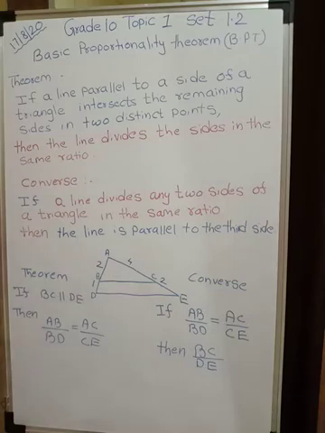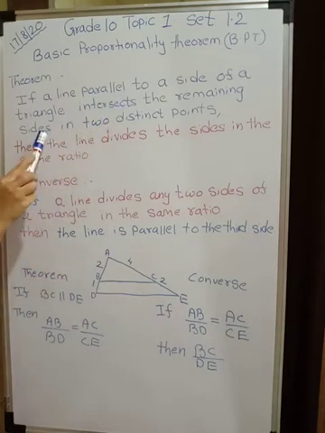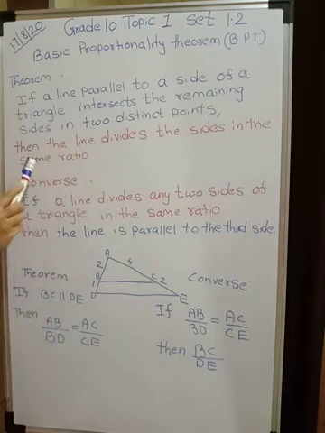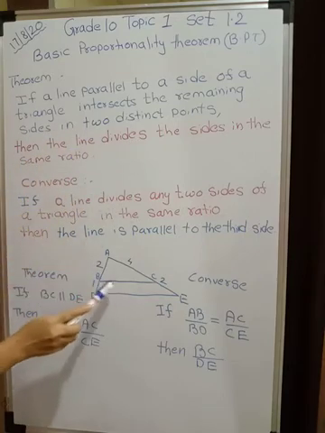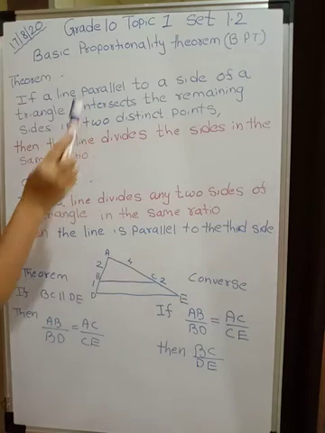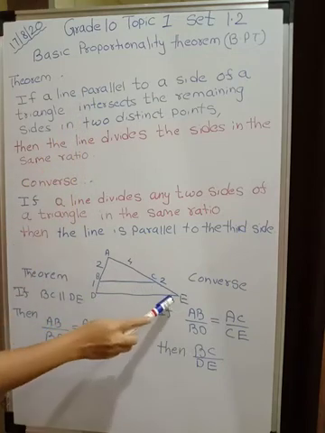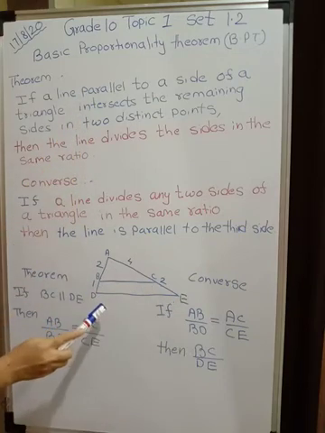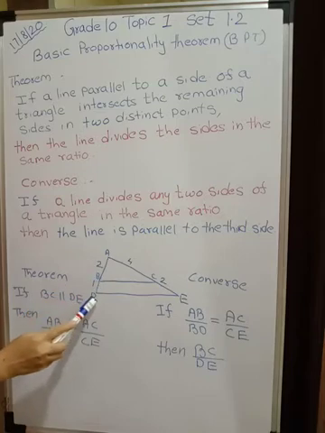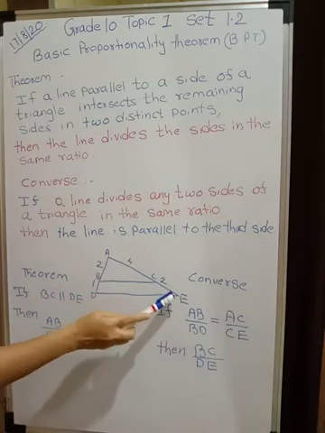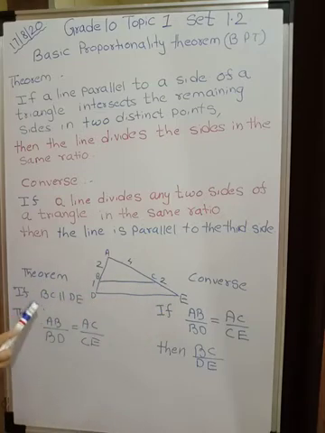Now the theorem says that if a line parallel to a side of a triangle intersects the remaining sides in two distinct points, then the line divides the sides in the same ratio. If BC is parallel to DE, this is the condition in a triangle, then AB upon BD will be equal to AC upon CE. This is your theorem. Now see the converse.